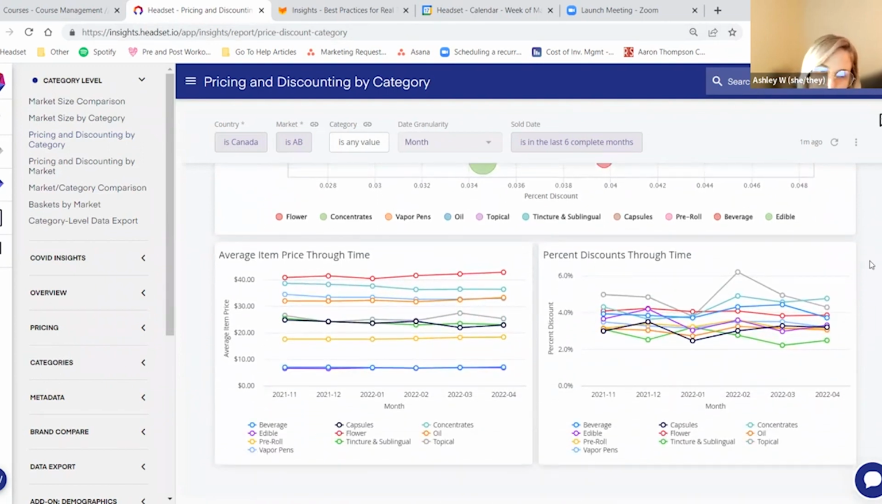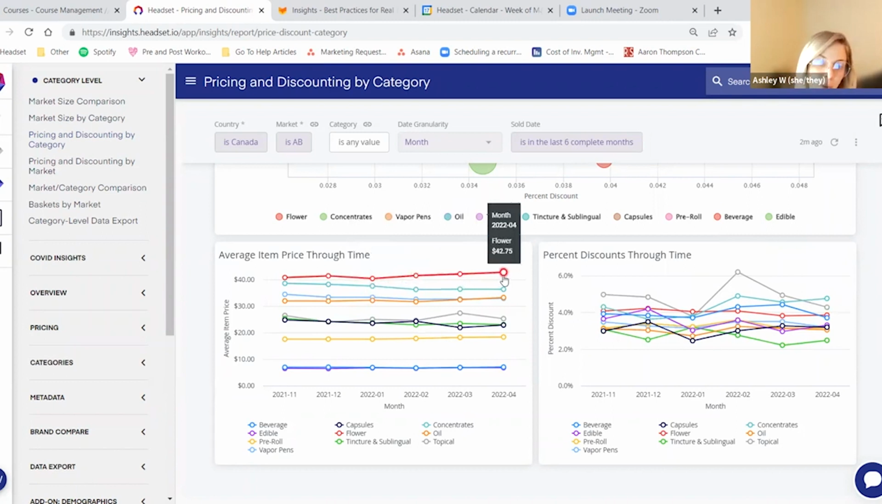All right, average item price over time. It looks like topicals are seeing quite a bit of fluctuation in pricing. They've gotten a little bit more expensive starting in March and took a little bit of a decrease. Again, a pretty small portion of the market, so sometimes we see more wild fluctuations. This could be the introduction of a couple of new really expensive products into the market, or some actual pricing changes. Price of flower appears to be on the rise.